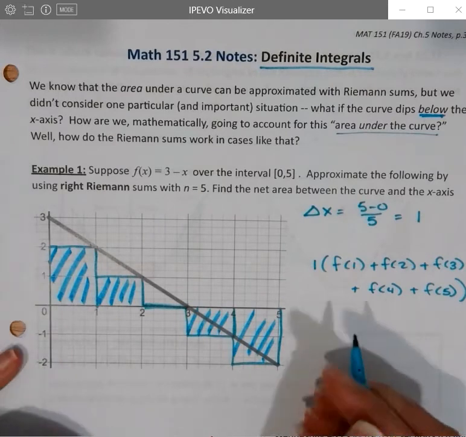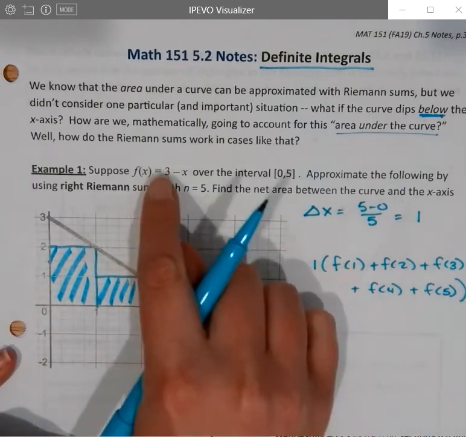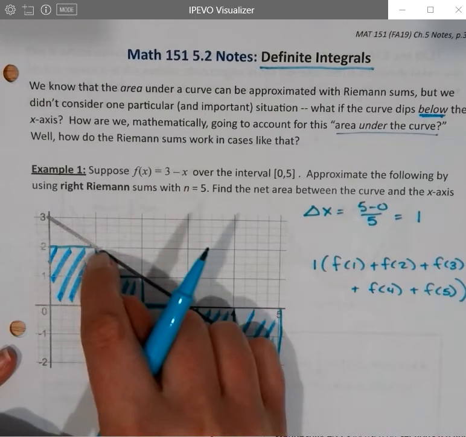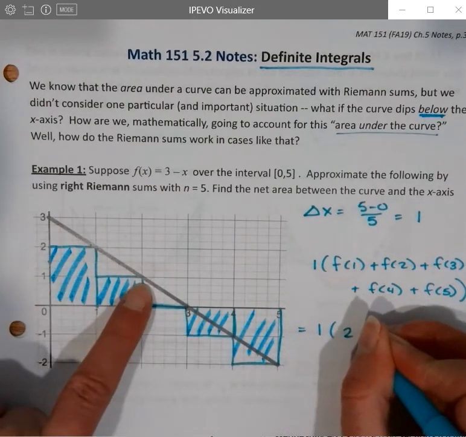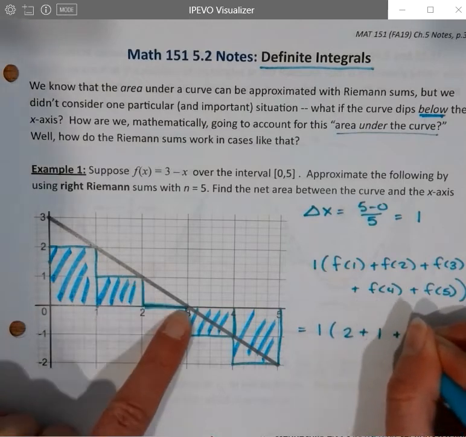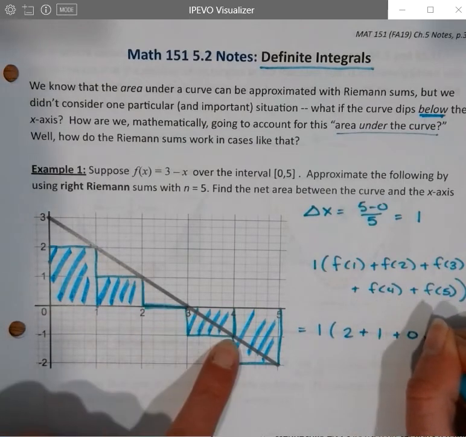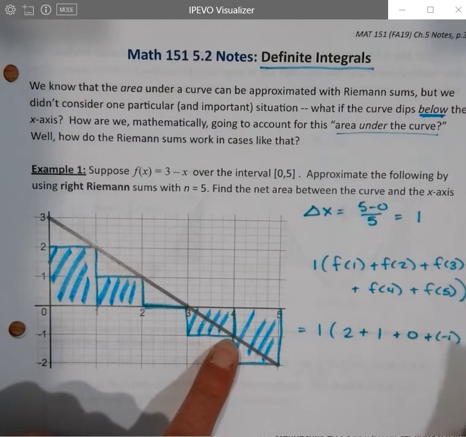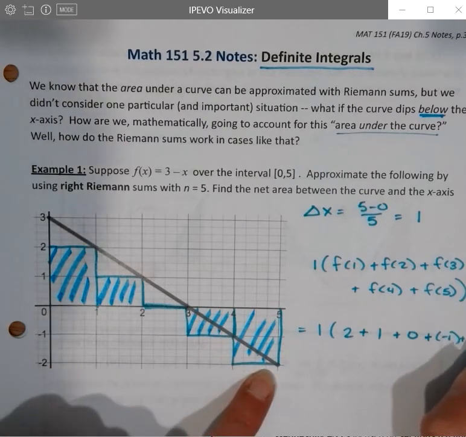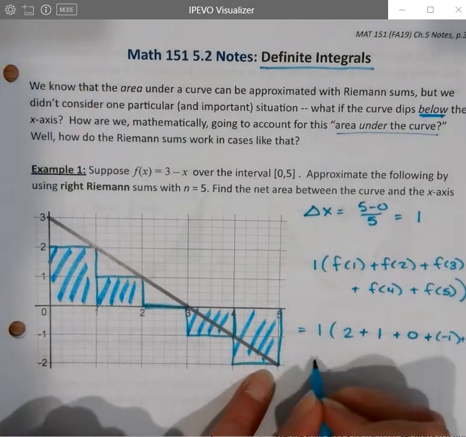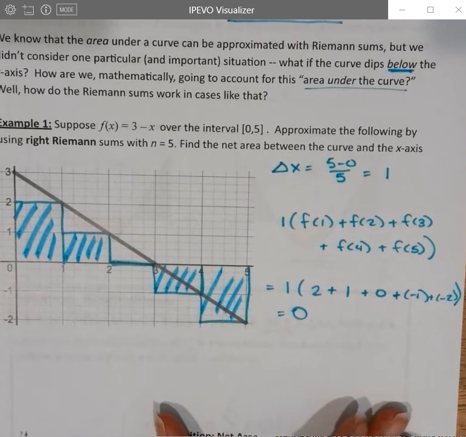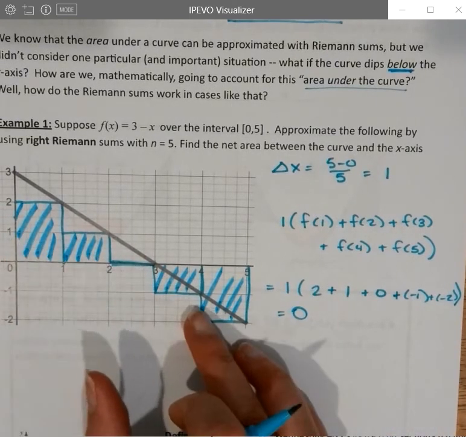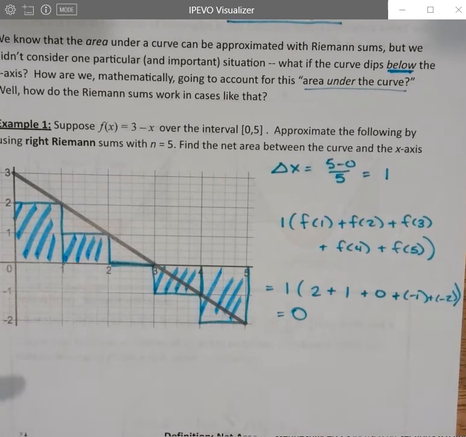Now it's going to come out easy. We can just look at them and see them. We don't really need to plug in 1. 3 minus 1 is 2. You can see it's 2. So this is going to be 1 times 2 plus 1 plus 0 plus negative 1 plus negative 2. And so we're going to get 0, which probably didn't surprise you if you're taking a look at this. We have some things above the x-axis and things below the x-axis, and they're the same size. So we're getting a net area right now of 0.